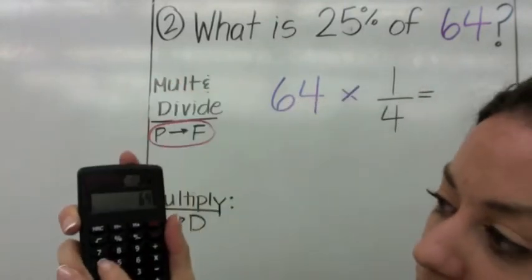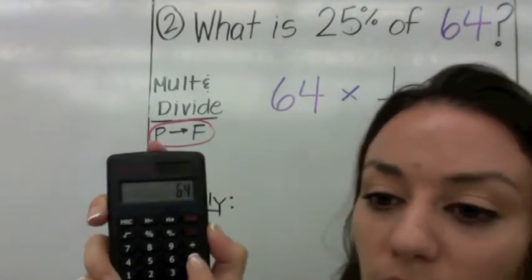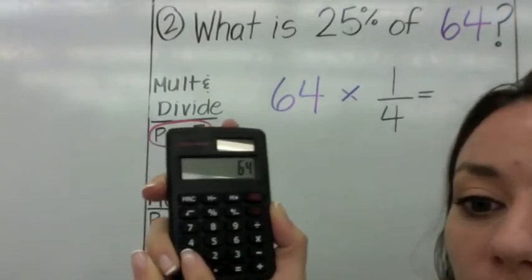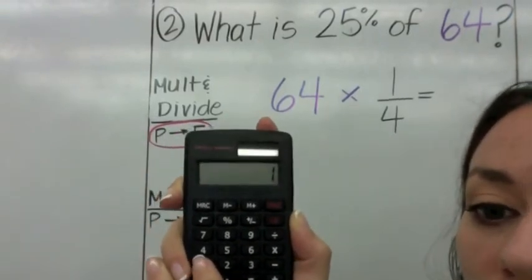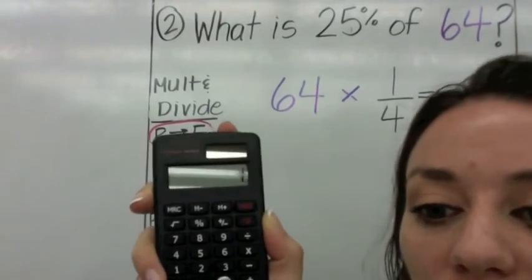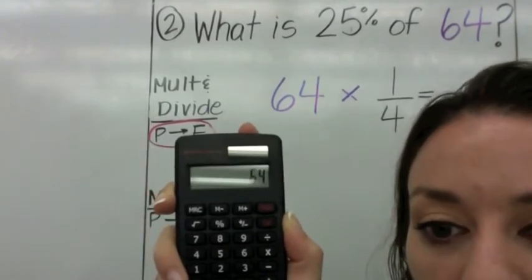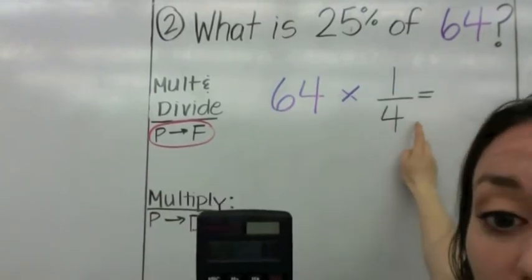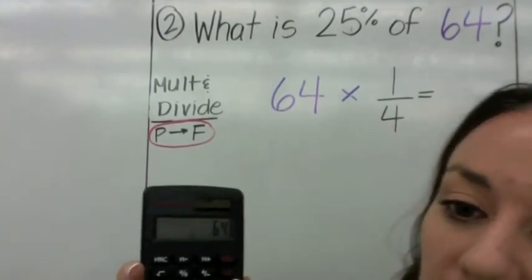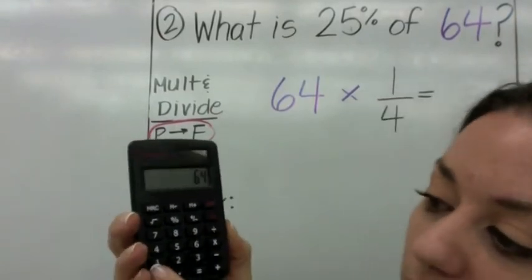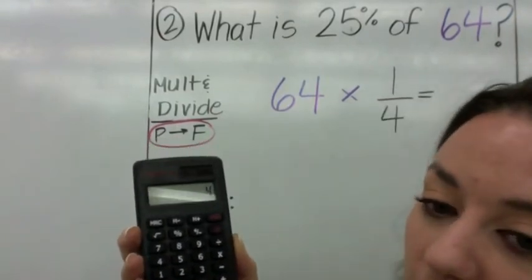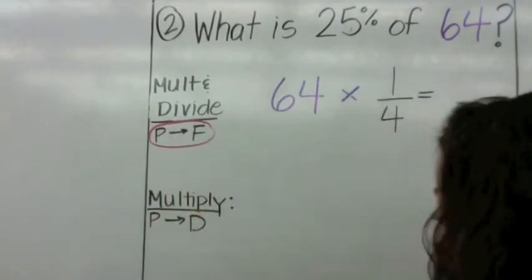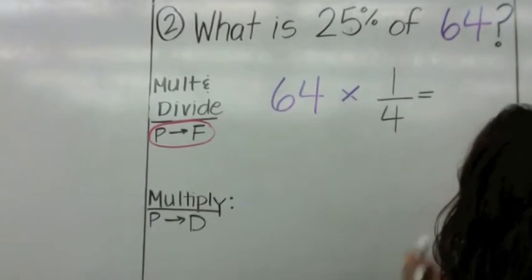So let's start with 64. Here we go, 64. Okay, when you're multiplying by a fraction, you say multiplied by the numerator. What's the numerator? It's 1. And what is 1 times 64? It equals 64. But then, this is a division bar. It says you should divide by 4. So we're going to press divided by, and then we're going to press 4. Okay, so really, what is 1/4 of 64? It's 16.